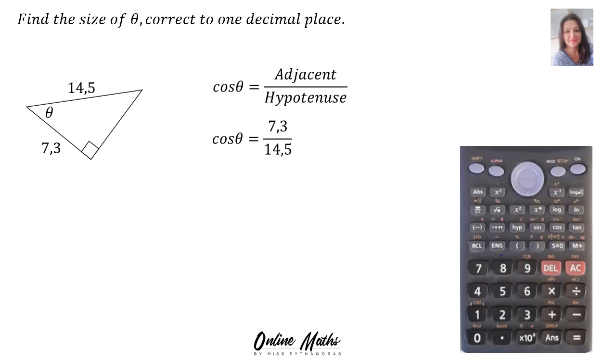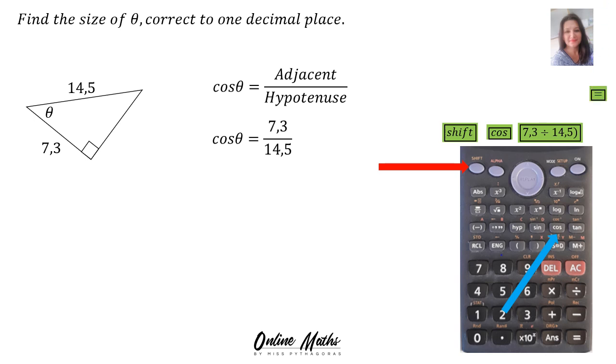Now with our calculator. To work out an angle, we use the shift button. So therefore it's shift, cos, 7,3 divide by 14,5 close bracket equals, and then your answer theta is 59,8 degrees.